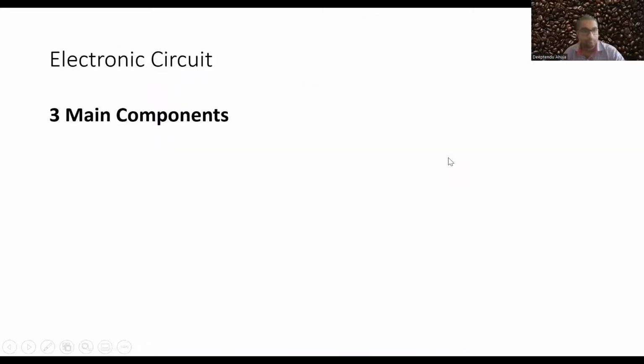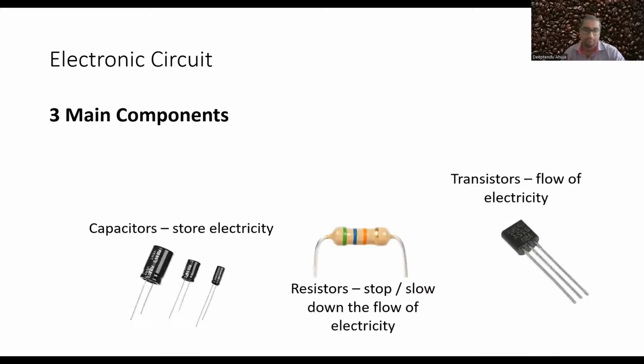In any electronic circuit, we have three main components. This is also what we've done in school. If we did not pay attention then, let's pay a little attention now. The three main components are transistors, resistors, and capacitors. You can easily identify transistors because they have three long pins. It is the middle pin which helps the flow of electricity. Resistors stop or slow down the flow of electricity, and capacitors store electricity.